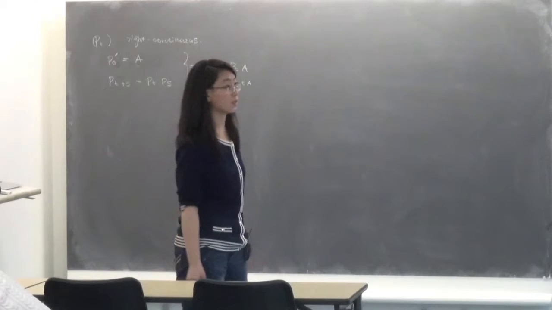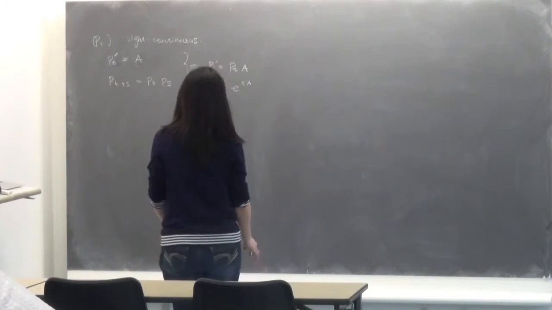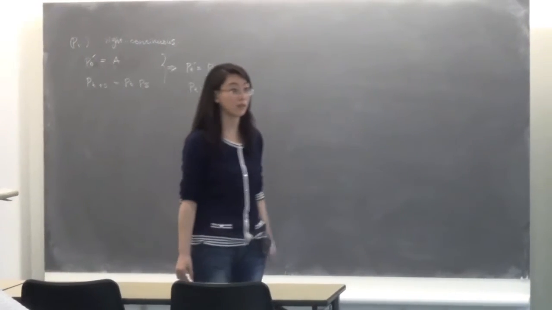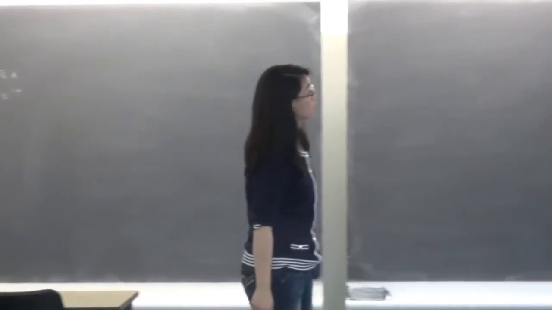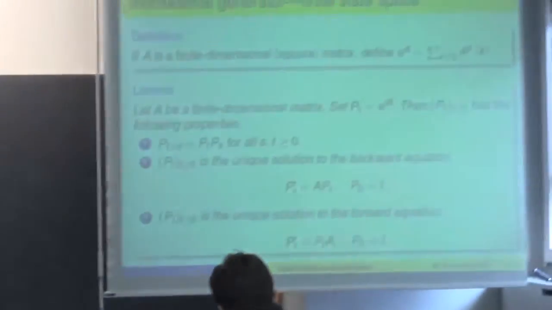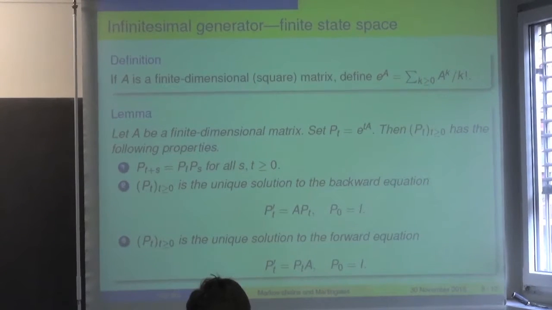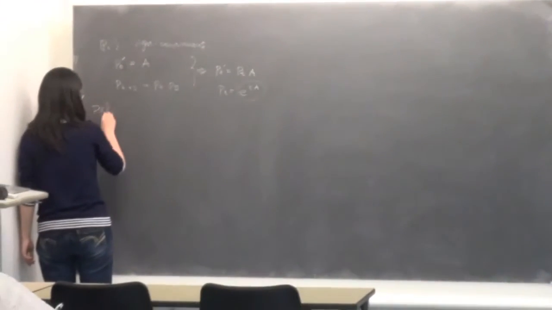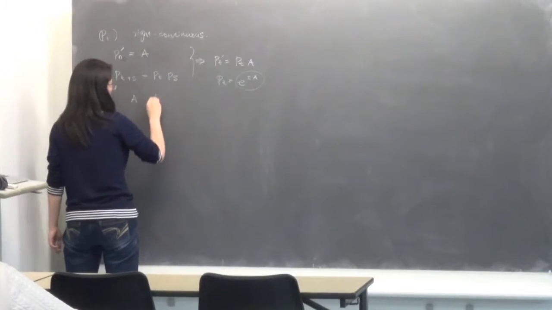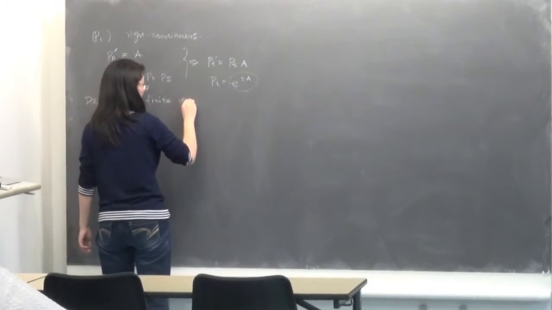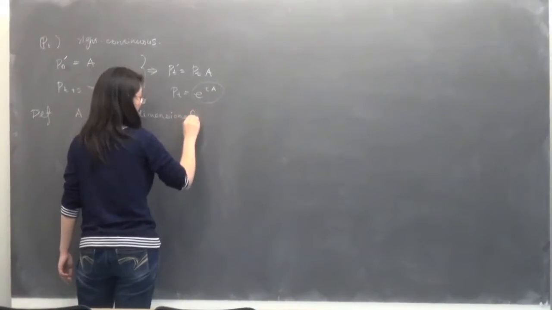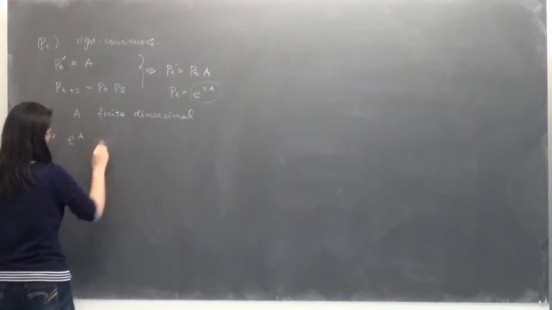The conclusion is that if the state space is finite, which means all the matrices here are finite dimensional matrices, then this is still true. So for this part, we first talk about finite state space. We first define what e to the power tA is, and then we show that if P_t satisfies this relation, then P_t equals e to the power tA. So first, what is e to the power tA? Suppose A is a finite dimensional matrix. Then we define e to the power A in the following way.